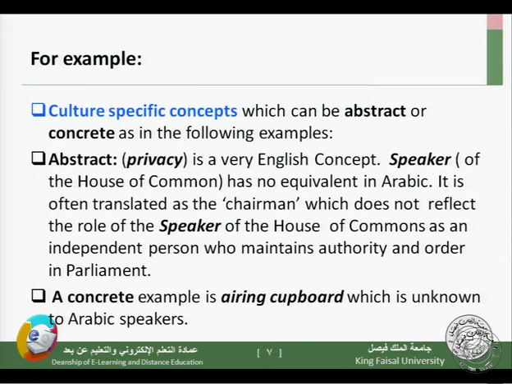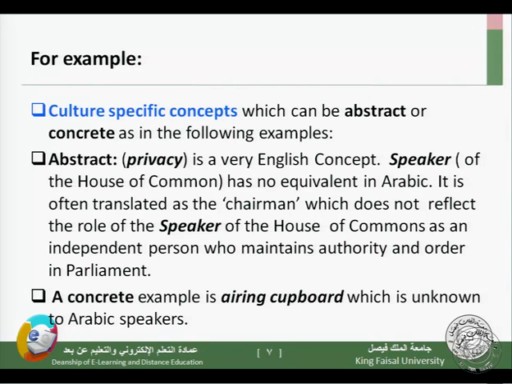Culture-specific concepts: a word or concept that has some cultural connotations. Now, the concepts can be divided into two: abstract concepts and concrete concepts. So you need to be careful. If you want to translate from Arabic into English or from English into Arabic, you need to say to yourself, okay, what kind of concept is this? Is it abstract or is it concrete?